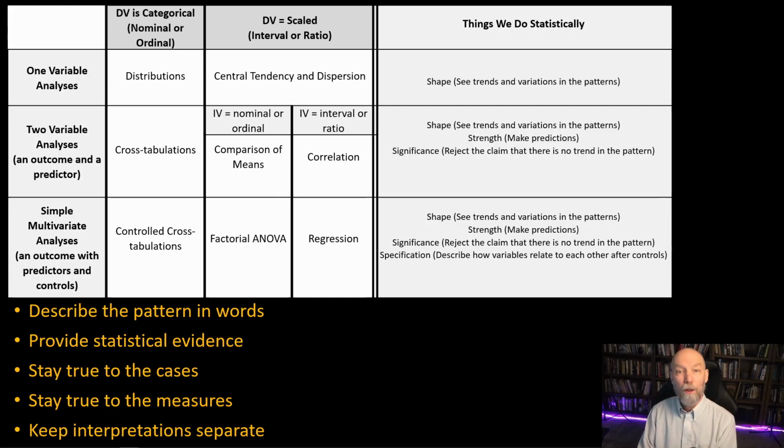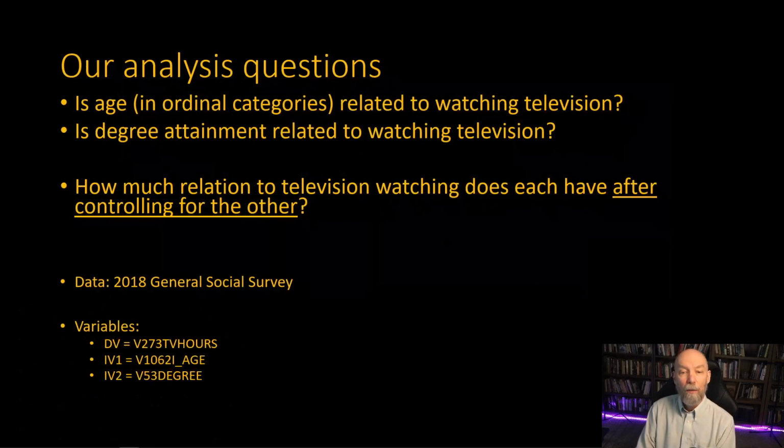So this whole framework now, if we're going to look at it for Factorial ANOVA, we actually find that we have to start with something bivariate. So this is a set of analysis questions that we used in the last videos as age in ordinal categories related to watching television, and now I'm going to add is degree attainment related to watching television. And what I want to do is I want to see how much they matter in predicting or being related to television watching, having controlled for the other. That will be the new part of this.